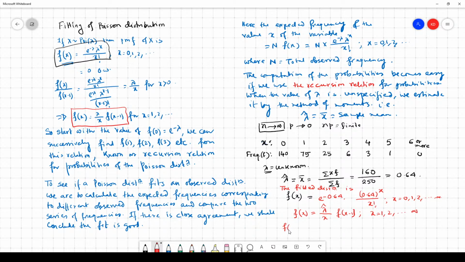Here f naught is equal to exp minus lambda hat. So this is equal to exp minus 0.64. This is approximately 0.522729. Please check these values. Okay. So please check this value.